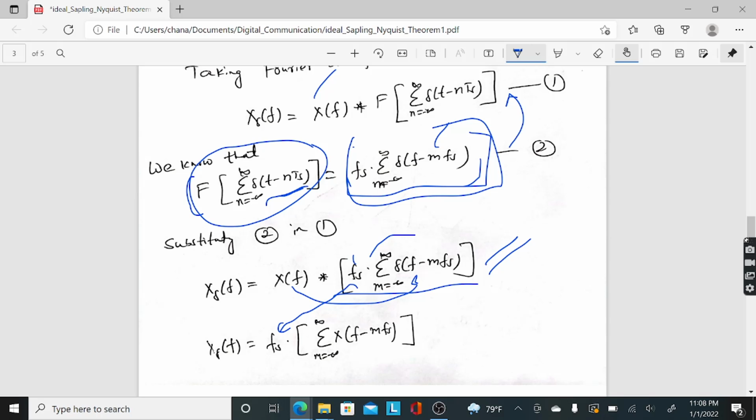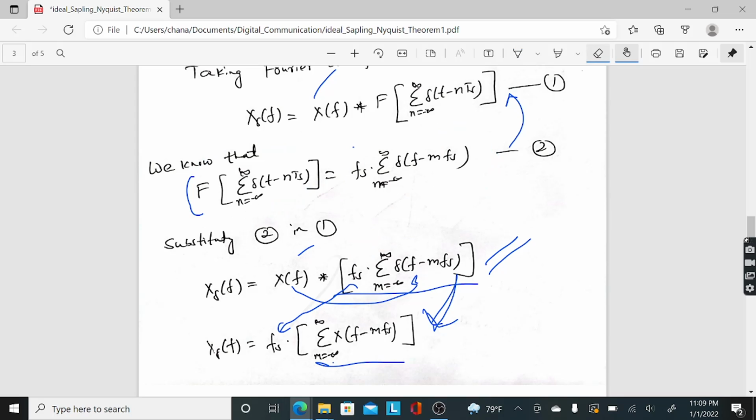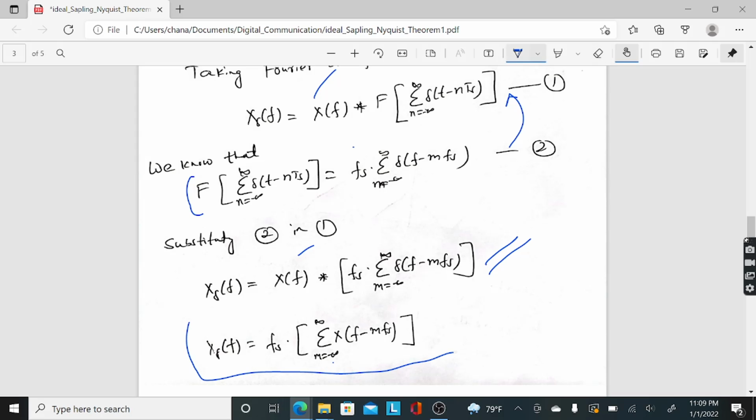Now we all know convolution with the delta is the function itself. I skipped a step here, but finally you will get x delta of f equal to fs times the summation, m equal to minus infinity to infinity, of X of f minus m fs. So this is my final expression for the output of the ideal sampler. This expression in the frequency domain shows the output of an ideal sampler.